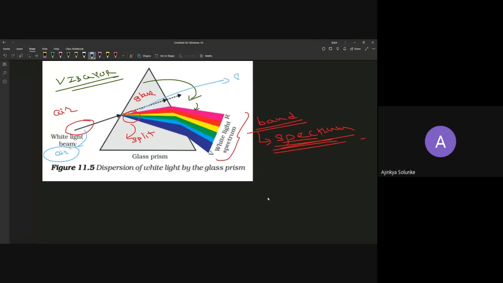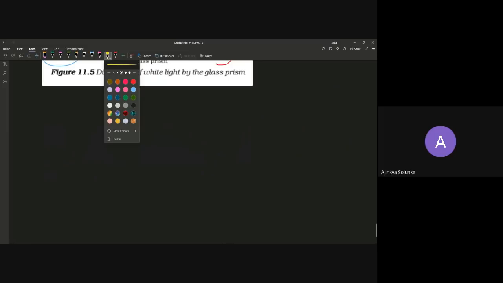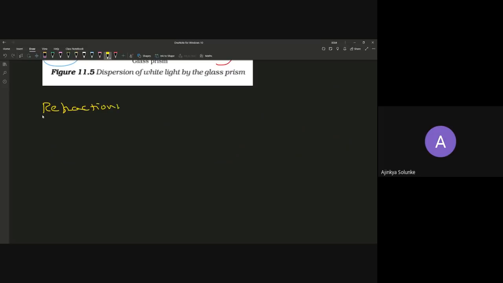This splitting of white light into 7 different colors is called dispersion. The name of the phenomenon is dispersion. This particular term has to be memorized. So what is refraction? Refraction is bending of light. And what is dispersion? Dispersion is white light splitting into 7 colors.